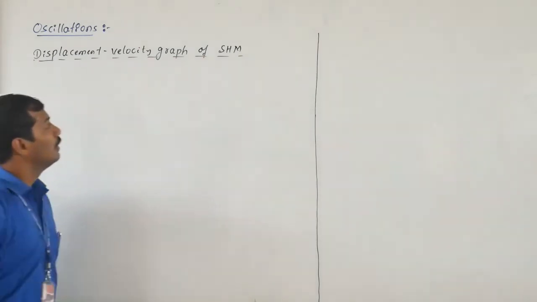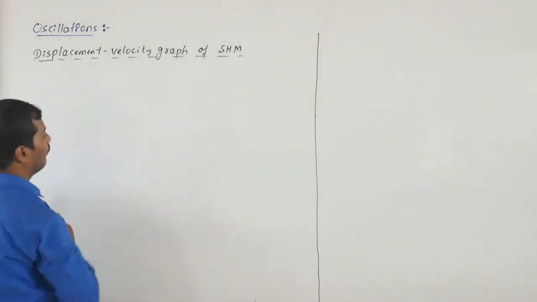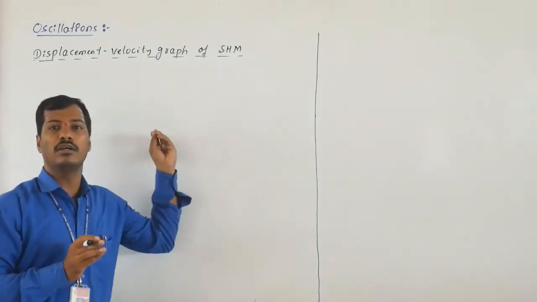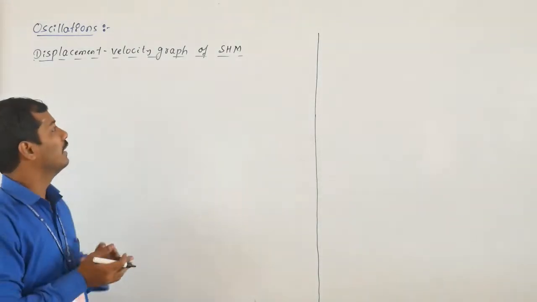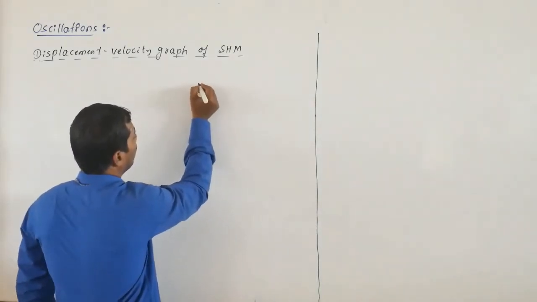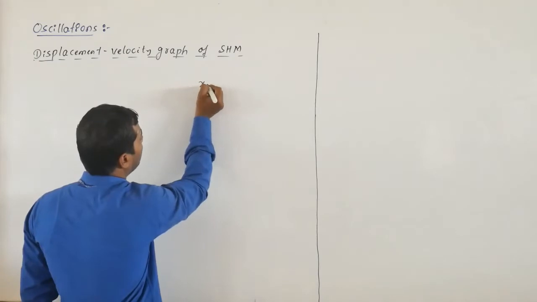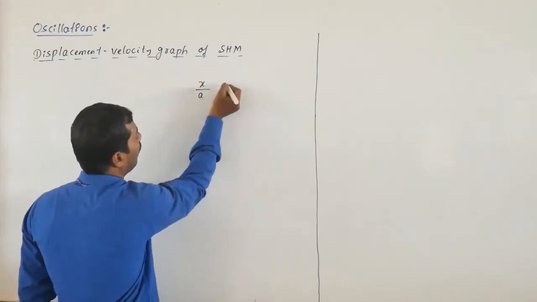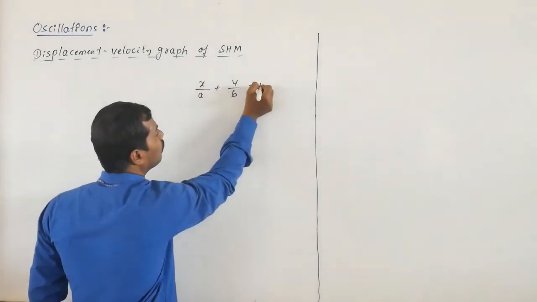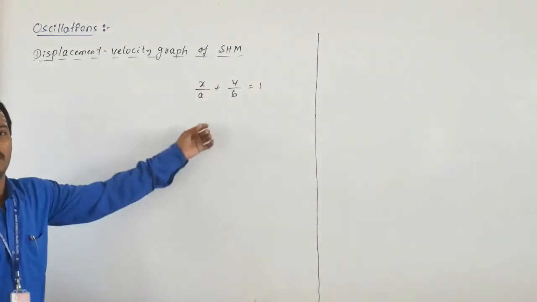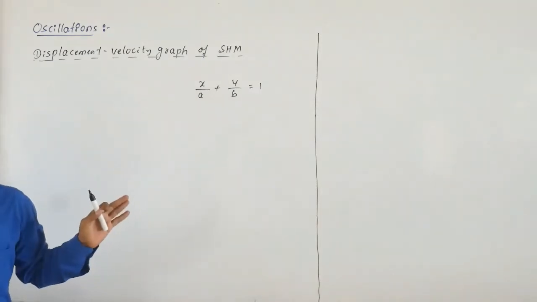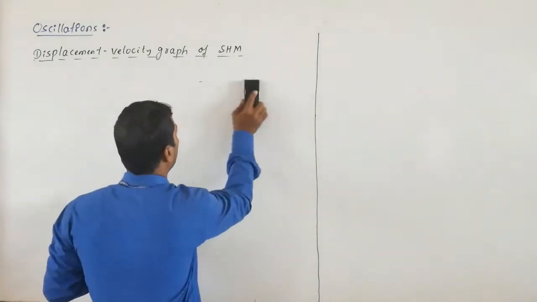Simple harmonic motion. Now, we have an equation for that ellipse. What is the equation of an ellipse? That ellipse equation is here: x divided by a plus or minus y divided by b is equal to 1. This is the equation of the ellipse. So we have to prove it like this.